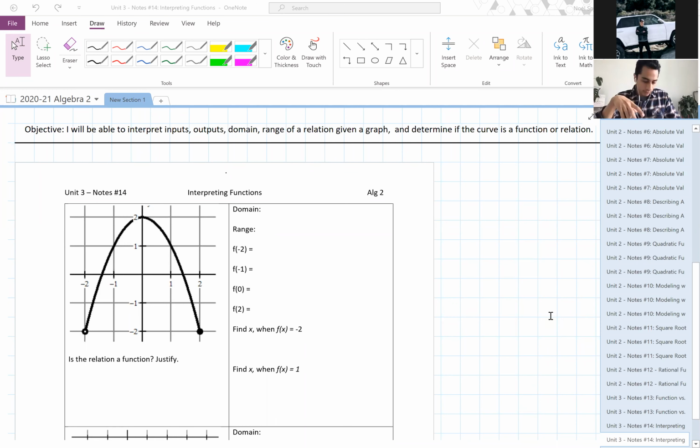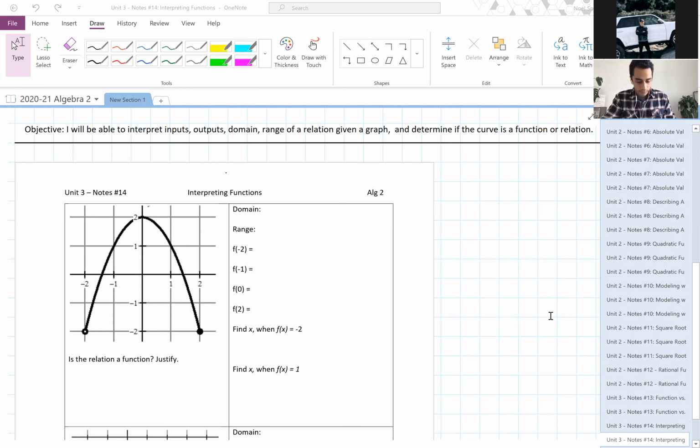Today we're headed into: here's a function or here's a graph, and can we interpret multiple parts about it? One of those will ultimately be, is it a function or is it a relation? We'll also take a look at domain and range, to recap what we learned from first semester. And then we'll look for outputs, we'll look for inputs and things like that. Okay, so the graph is what it's supposed to be.